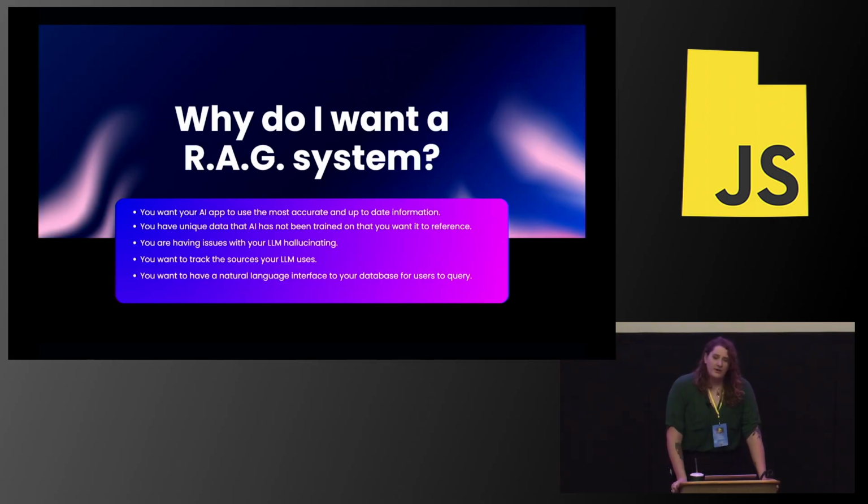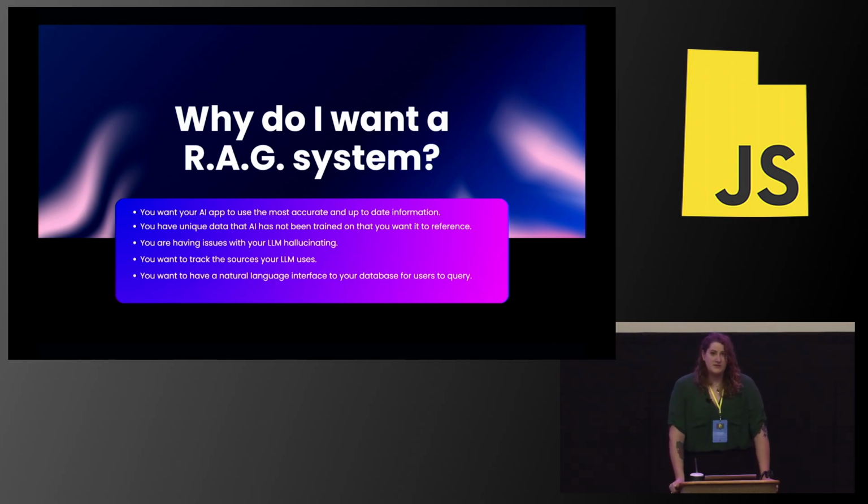What are the benefits of a Retrieval Augmented Generation system? You want your app to use the most up-to-date and accurate information. We all know LLMs are trained on somewhat outdated data, and sometimes they can get more recent data by using Google searches or other web searches. But not everyone's data is on the web, for good reason. So this is a great way to make sure that you can get proprietary information as well as the most up-to-date, assuming that you're keeping track of that and making sure it's good.